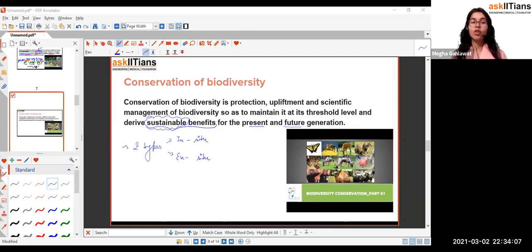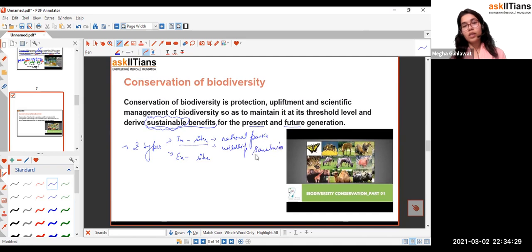For example, if we talk about in situ conservation, we talk about the national parks. You must have studied about this in the ninth standard as well. It's just a quick revision of all of that. We have the national parks, we have the wildlife sanctuaries, and we have the biosphere reserve.